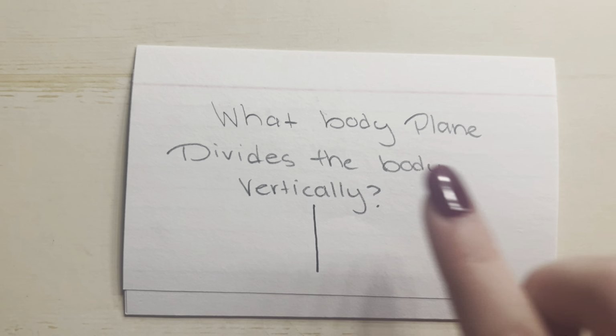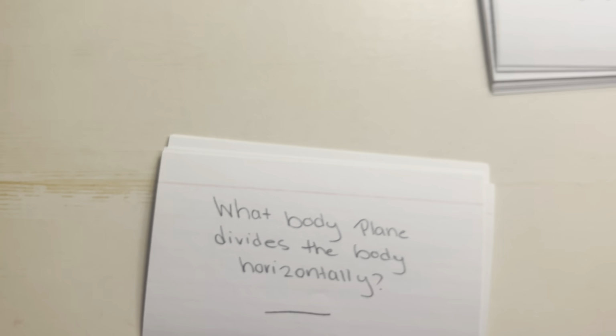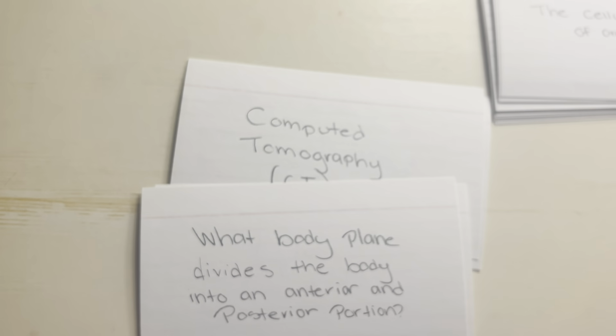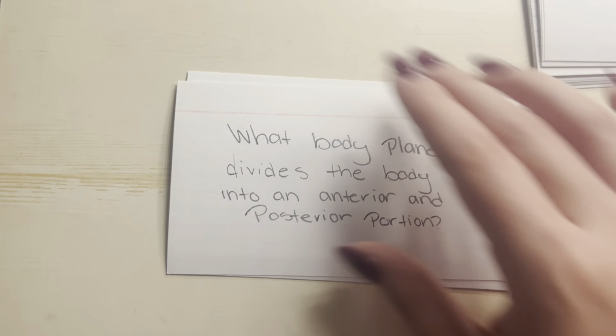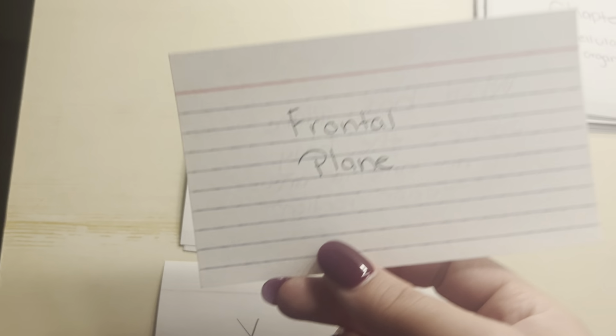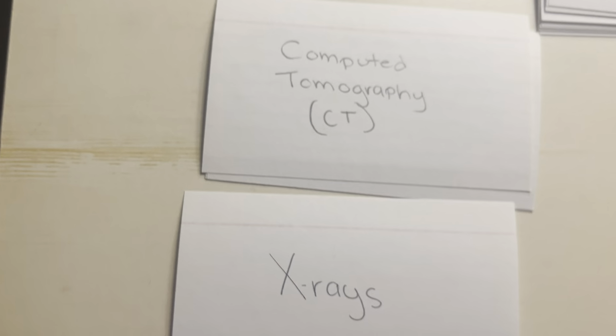And what body plane is divided vertically? That would be the sagittal plane. What body plane divides the body horizontally? Is the transverse plane. What body plane divides the body into an anterior and posterior point of view? Is the frontal plane.